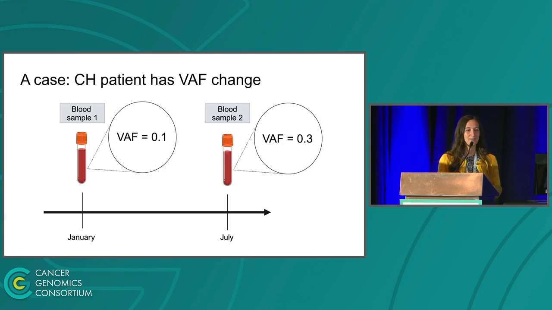So in July, the patient comes back to us for their 6-month follow-up appointment, and we do this test again. And now we see that their clone has a VAF of 0.3. So it's a significantly larger VAF, and it's very large. And so this might be something that we are very concerned about. So what does this mean for our patient?